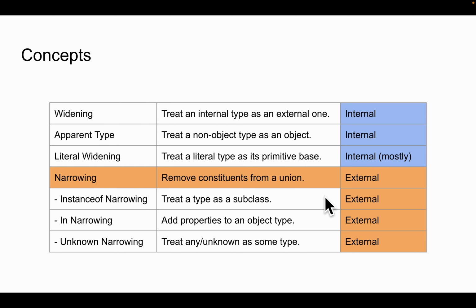So narrowing. Narrowing has a number of different variants. And unlike the widening from part 1, narrowing is an external concept, which I'm sort of using to mean it's a thing that you need to understand to use the language. Whereas widening ideally stays inside the language. You don't have to think about it unless you're working with the implementation.